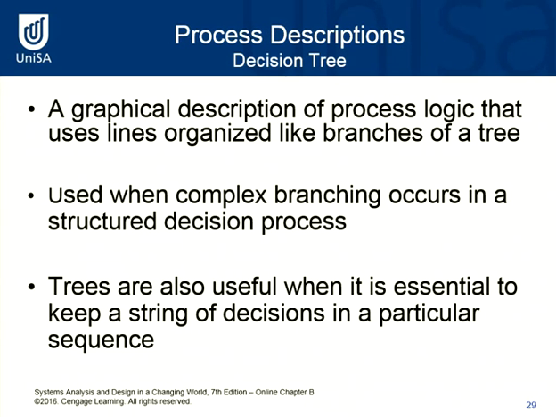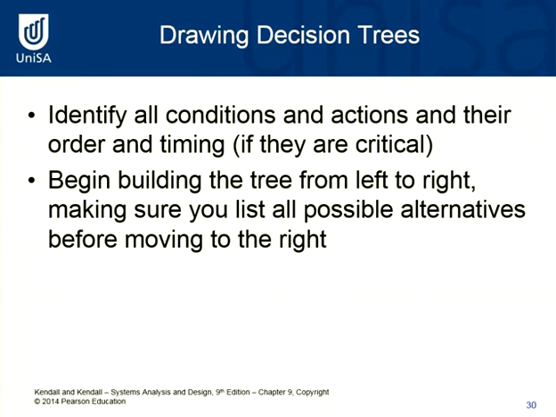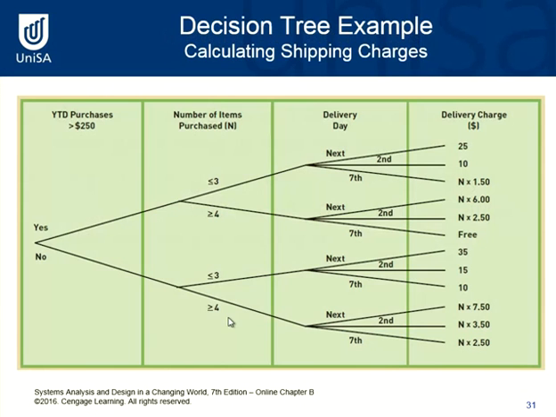Last thing is a decision tree. Okay, so we've looked at structured English, decision tables, now we've got a decision tree. Similar to a decision table, but it's just represented in a different way, where we have a graphical description of logic, and it pretty much looks like the branches of a tree. Okay? How do we draw decision trees? You pretty much look at all the conditions and the actions. Order and timing are critical in decision trees. Okay, so it shows you the order of things that need to be done. And you basically begin building the tree from left to right. So you start with a particular node and then you expand it. Then you look at the other nodes and you expand those nodes and follow a particular path depending on the condition that is represented by the tree structure.